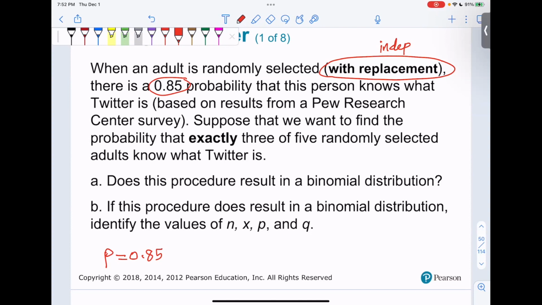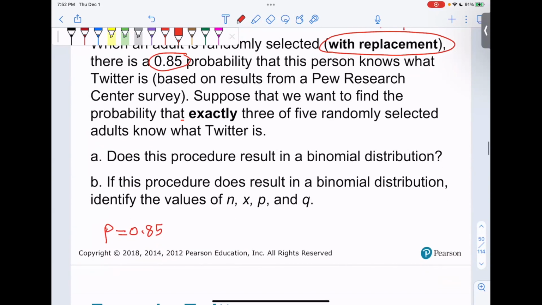Suppose that we want to find the probability that exactly 3 out of 5 know. So now we're asking for X equal to 3, and this is the unknown. How many trials do we have? 5 trials, so this is N. N equal to 5.